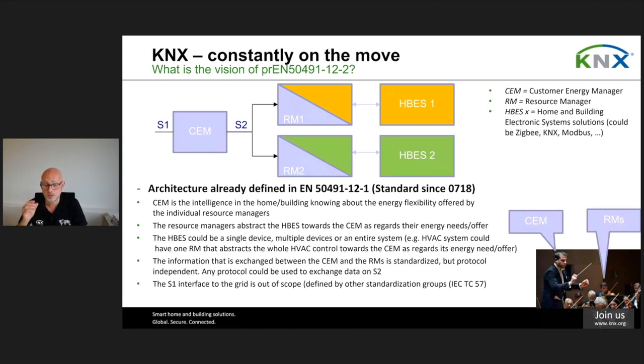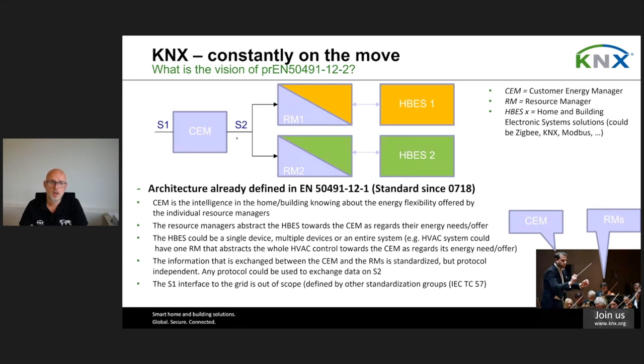So the device could have other functionality than just the resource manager, but the resource manager is there to inform about the product's flexibility as regards energy supply or energy need. This resource manager could be a single device, it could be a bundle of devices, it could even be an entire system.